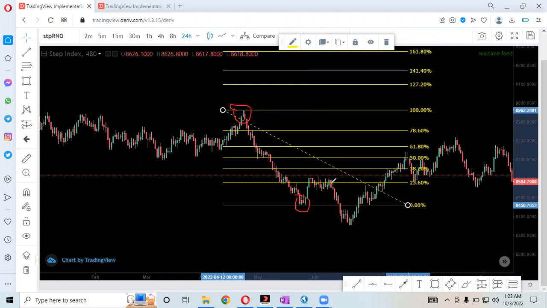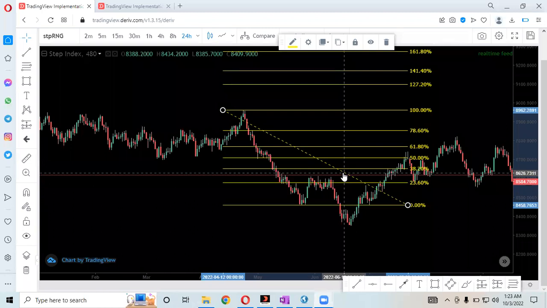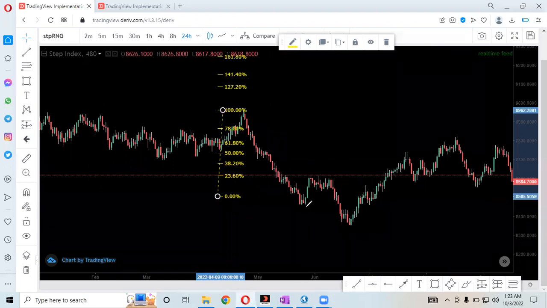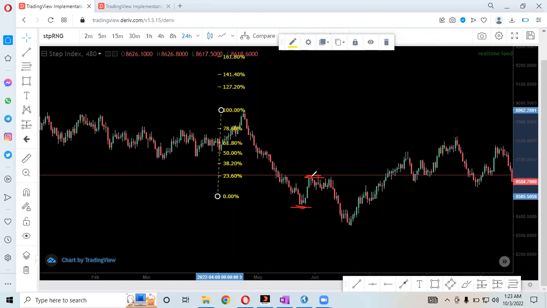So this pullback was actually between 23.6 and 38.2%. There's that same thing I talked about, that most times price will tend to fall in between two Fibonacci levels. However, when you are looking at the Fibonacci extension, the reverse is the case. The 100 point will now be at the end of the retracement, the pullback, while the 0 point will now be at the beginning. This is what I mean. Let me flip this aside so that we understand. Now, we all know that this is the beginning of the pullback, and this was the end of the pullback. So our 0 point will now be here.